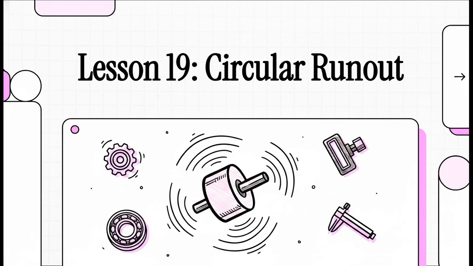Today's explainer is all about circular runout. If you've ever dealt with rotating assemblies, you already know that managing exactly how those parts spin is absolutely critical to the success of your entire design. Okay, let's dive right into this.